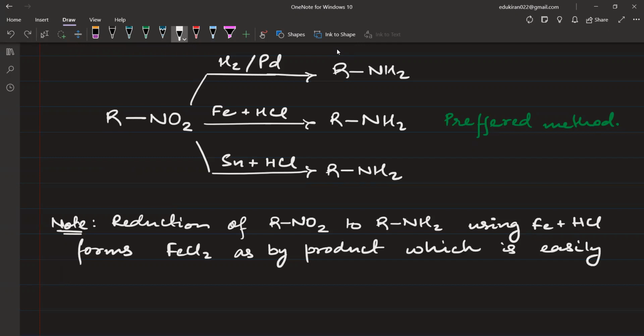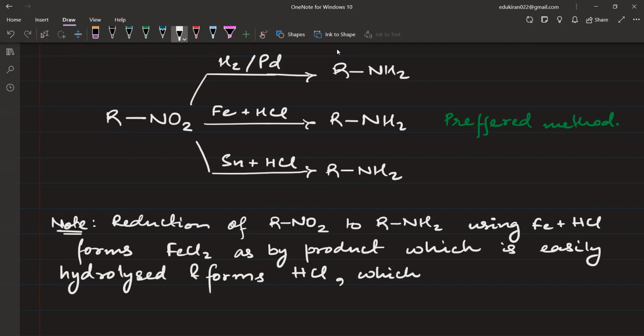Obviously, this whole reaction is done in water, in aqueous conditions, and it is easily hydrolyzed. So in the presence of water, it will get hydrolyzed and form HCl, which can be used back as a reagent. It can be used back as a reagent.